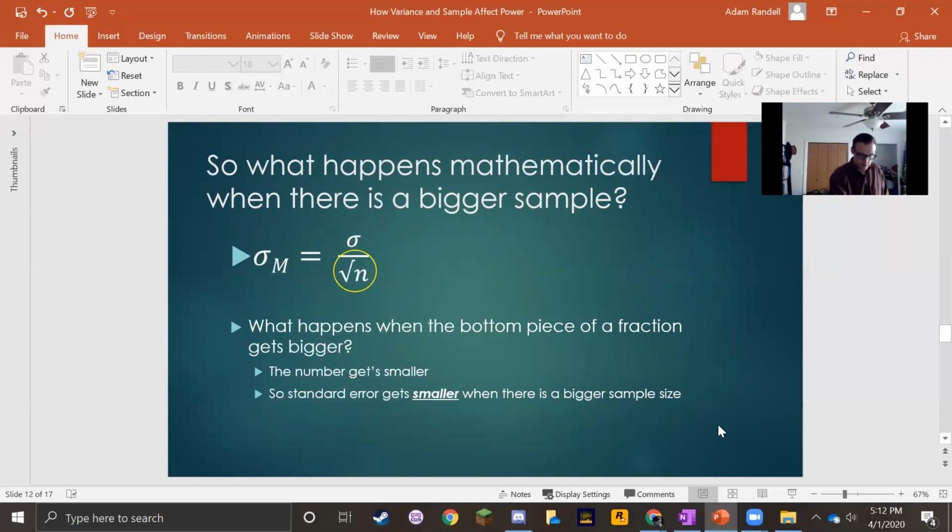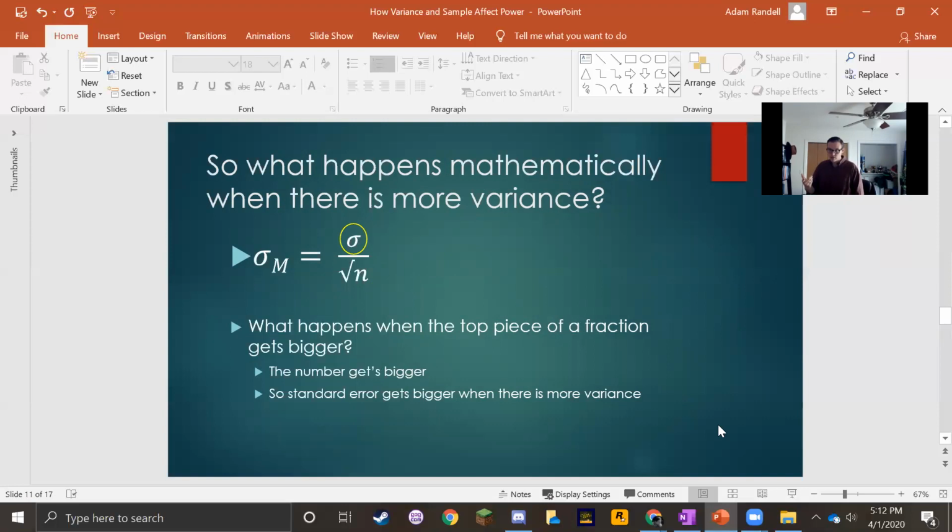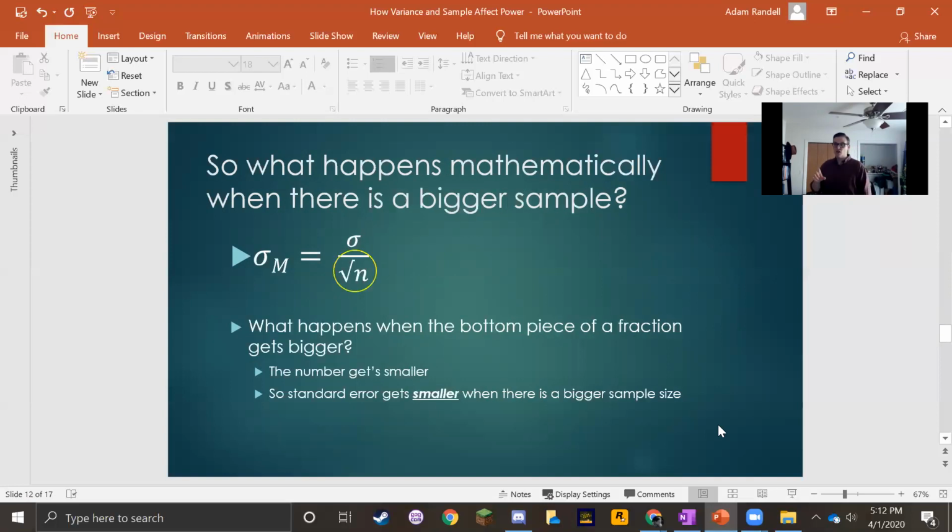Okay, so again, we increase standard deviation, meaning we increase the numerator, we increase standard error. We increase sample size, which is the denominator. And when we increase the size of the denominator, we decrease the size of the quotient. In this case, we would decrease the standard error. All right, so more variance, bigger standard error. More sample, more people, bigger sample size, smaller standard error. All right.